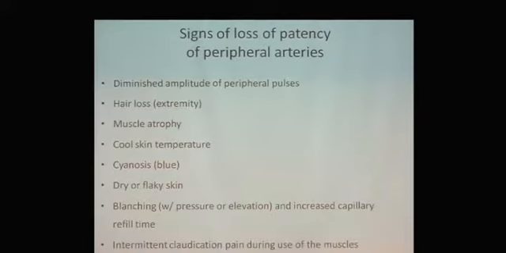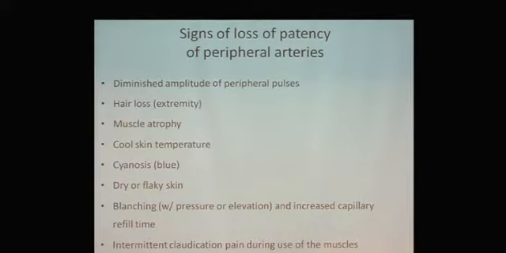So there are some other signs, in addition to having an absent pulse, of loss of patency of the vessels, of the arteries. So diminished amplitude of the pulses we talked about, hair loss. It takes a lot of blood supply to get hair to grow on your big toe. I bet everybody in here has hair on their big toe. I want you to go home and check, see if you have hair on your big toe. And don't worry if you don't.